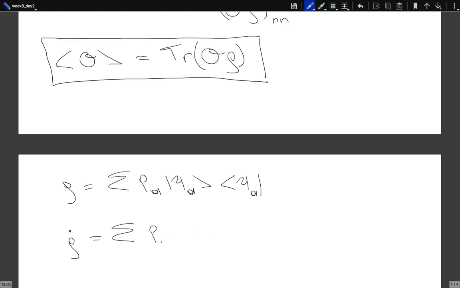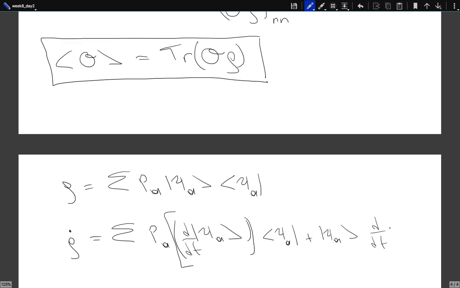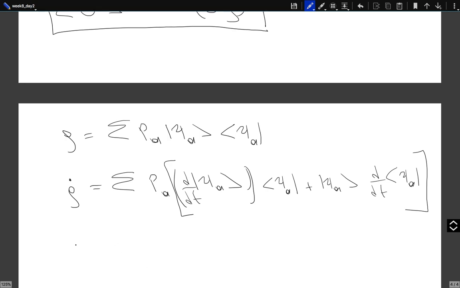So this is P_A, d/dt of |psi_A> <psi_A| plus |psi_A> d/dt of <psi_A|. Or let me write the time derivative explicitly. So rho dot is equal to sum over A of P_A. What is the derivative of this ket? From Schrödinger? Sure. The ket and bra satisfy the Schrödinger equation. So what's that derivative?